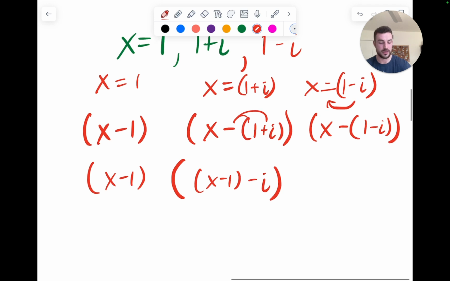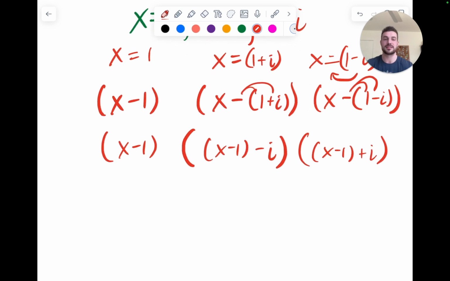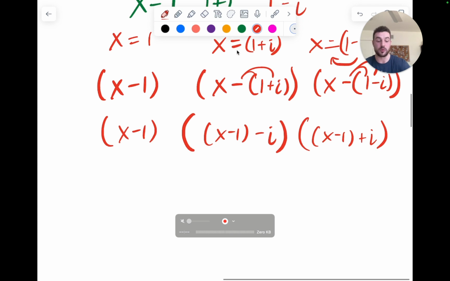All right, well, over here, same thing. I'm going to group my x and my minus 1 together. And if I distribute that negative in, that minus i will turn to a plus i. And this is a little bit more comfortable for us. I'm going to FOIL out.